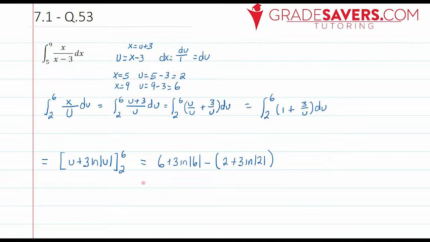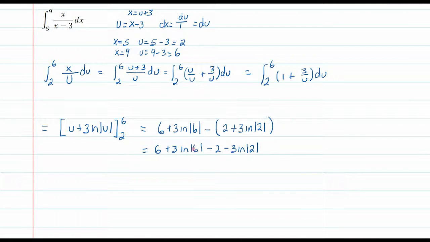And we will expand this now. So this becomes 6 plus 3 ln absolute value of 6 minus 2 minus 3 ln absolute value of 2. Now normally we could convert absolute value of 6 as just 6 and absolute value of 2 is just 2. So we could rewrite these as just 3 ln 6 and 3 ln 2. But for the sake of staying consistent with the textbook's answer at the back, we're going to keep the absolute value signs in place.